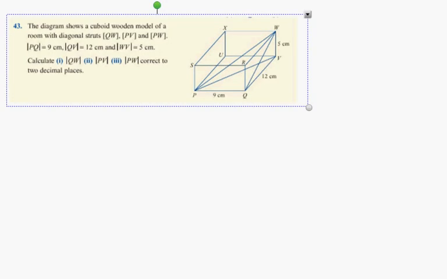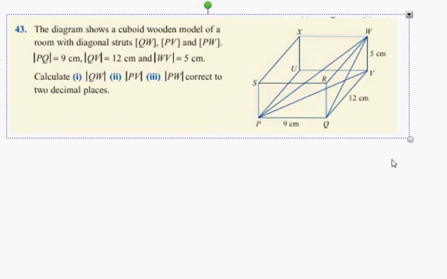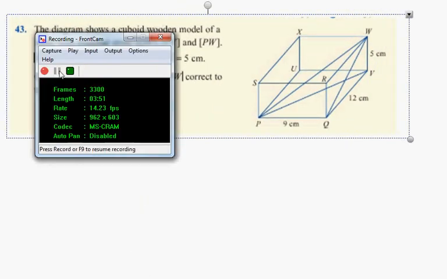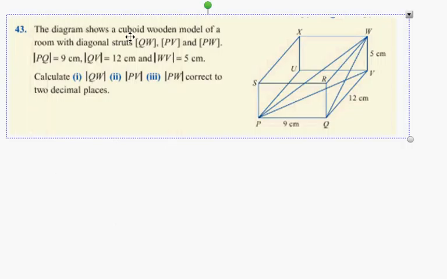Now, where they might get you is on a 3D problem like so. Okay? Now, in this question here, it says PQ is 9, QV is 12, WV is 5. Find Q to W.